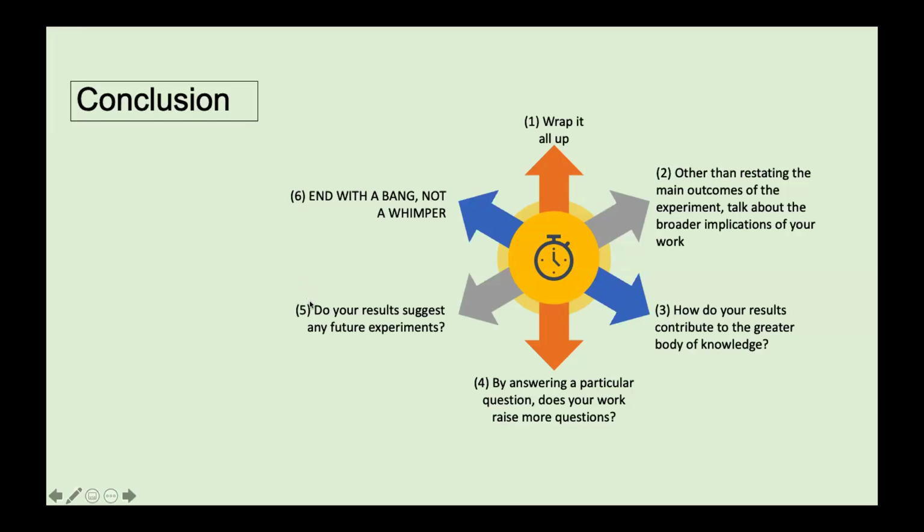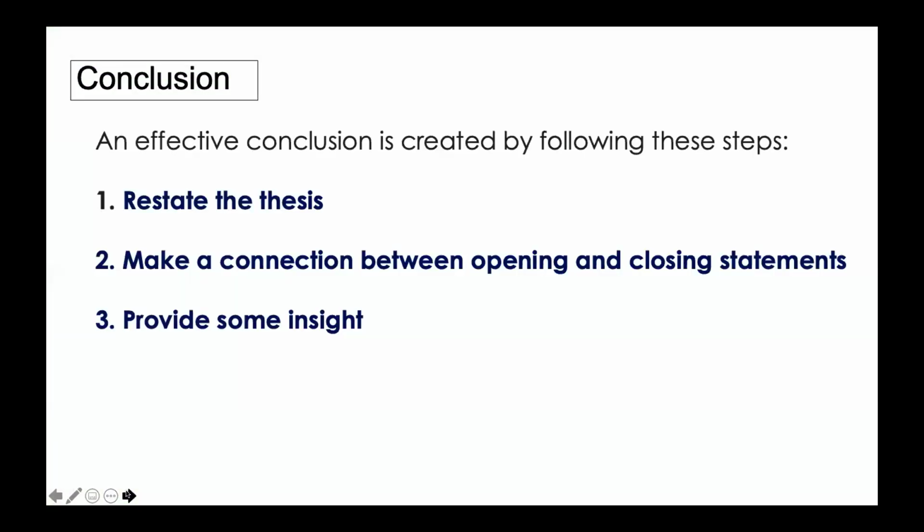Do your results suggest any future experiment? Yeah, future work to overcome the limitation or maybe to explore more. And end with a bang, not a whimper. That is one of the things that you need to bear in your mind. An effective conclusion is created by following these steps. First, restate the thesis or the article's aim. Make the connection between the opening and closing statement. Remember the objective, opening and closing in the conclusion, and provide some insight.